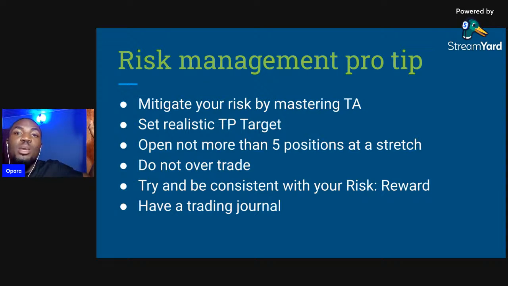So that we call the 1:5. It means for every 30% you're willing to risk, you're willing to make 150%. So be consistent. Don't say today you're going to be risking 30%, tomorrow you're going to be risking 50%. No, be consistent with it so you'll be able to measure your progress.